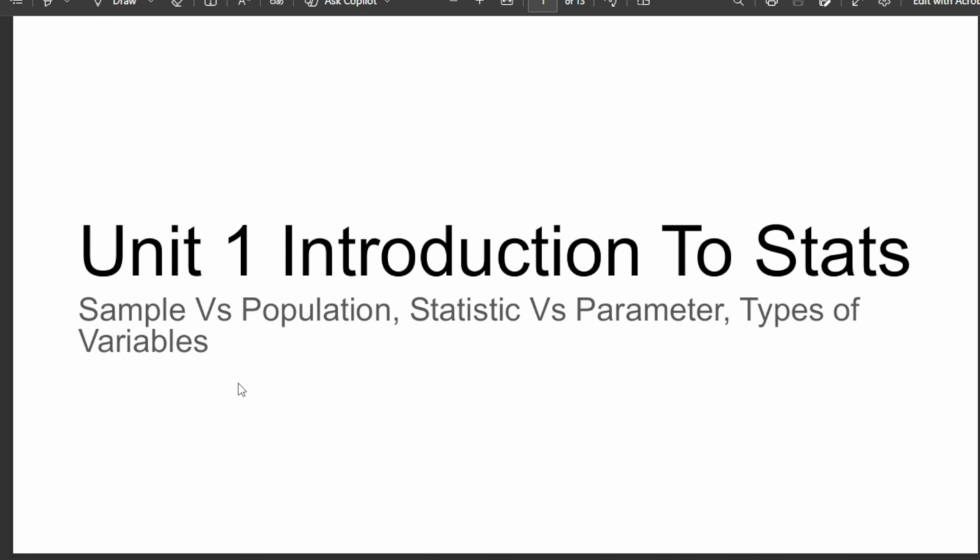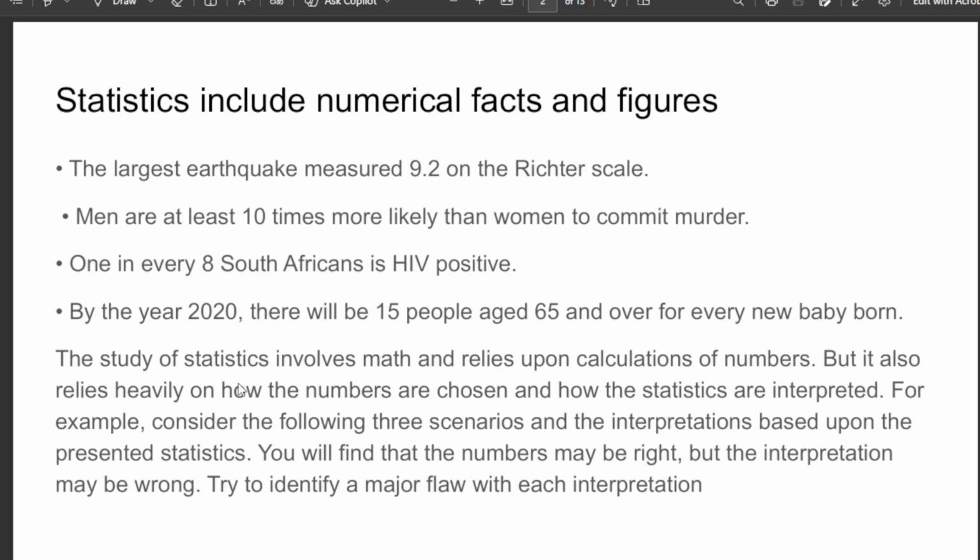Before I get to what is the meaning of statistics, let's see first. So, statistics include numerical facts and figures. The largest earthquake measures 9.2 on the Richter scale. Men are at least 10 times more likely than women to commit murder. One in every 8 South Africans is HIV positive.